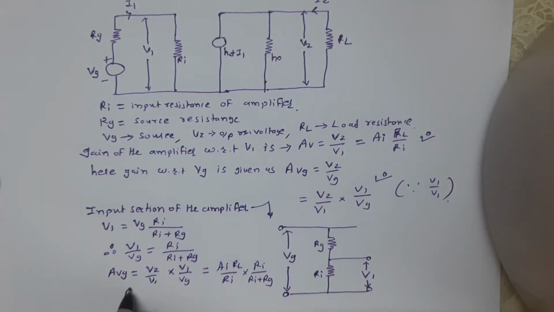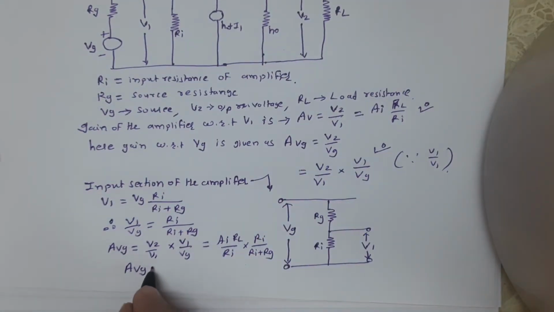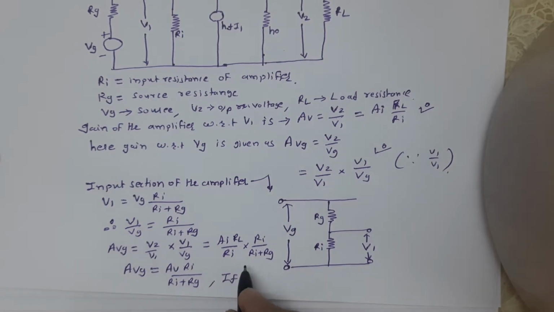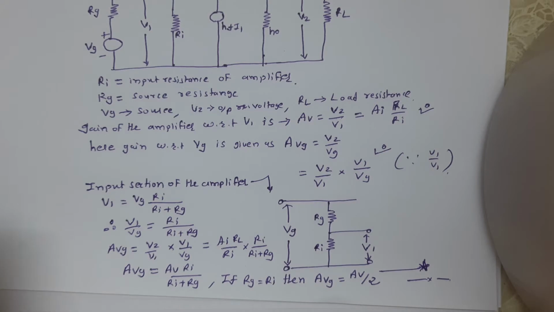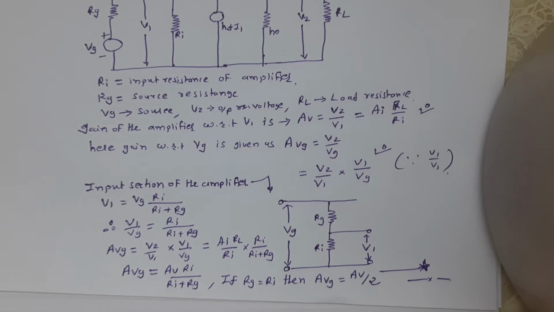So final value AVG is equal to AV Ri upon Ri plus Rg. If here Rg is equal to Ri, then AVG is equal to AV upon 2. This is our gain with respect to Vg.